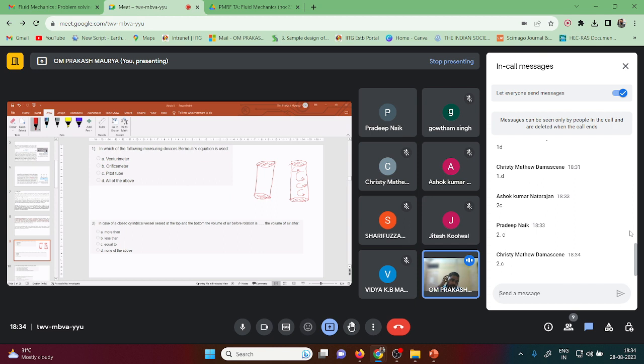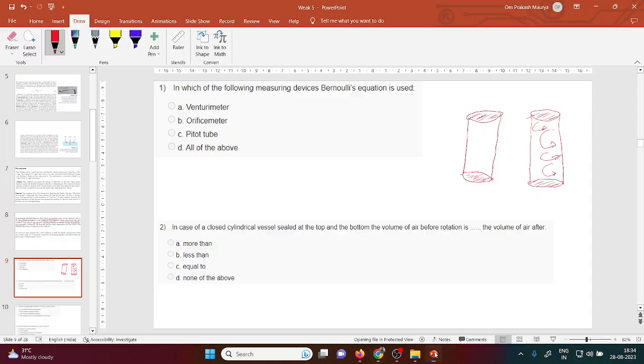Okay, Matthew is telling, Pradeep and also Col are telling the option number C is correct. Yes, because it is sealed. If it was not sealed, then it would be different. It is asking about the air. If it was not sealed, then in the case of gas it would easily move out of the cylinder. So now coming to the next question.